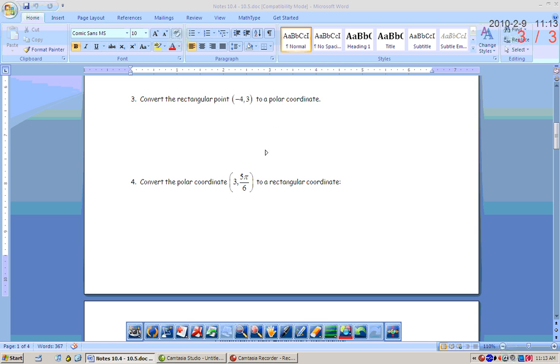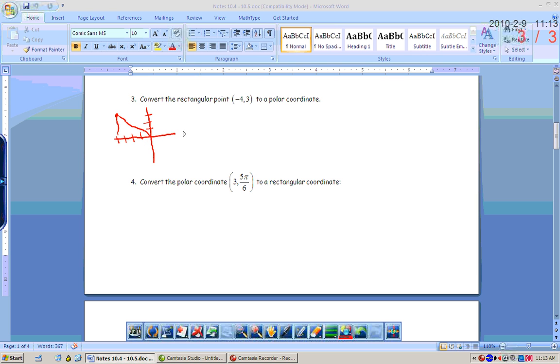Okay, convert the rectangular point, negative 4, 3, to a polar coordinate. I'm a very visual person, so I kind of like to see what I'm doing. Negative 4, 3. Is going to be about right here. And because thetas are involved, and angle measures and radians, I'm kind of thinking trig. So what I'm going to do is I'm actually going to draw a rectangle out of this triangle.